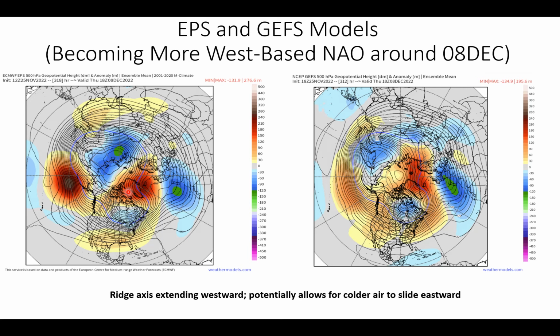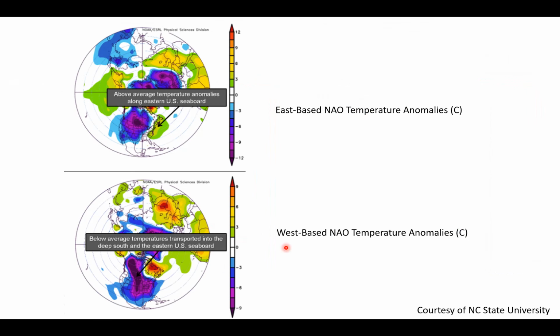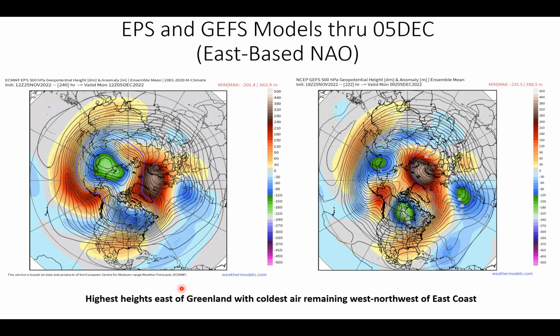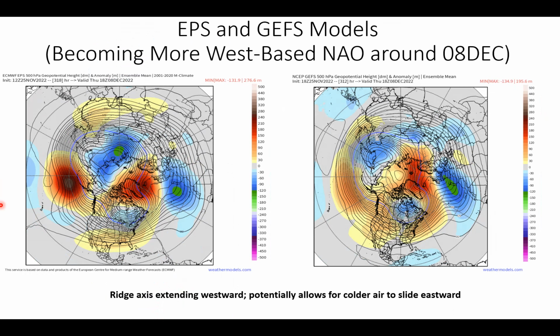Why is that important? Again, west-based negative NAO temperature anomalies. Cold extends all the way from the Rockies to the east coast. Those milder temperatures are no longer there. Those above normal temperatures are no longer there on the east coast within west-based negative NAO. And there it is. It's right here around the 8th of December. We're starting to see signs of the transition from an east-based negative NAO to a west-based negative NAO.